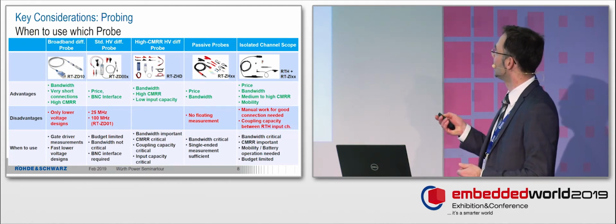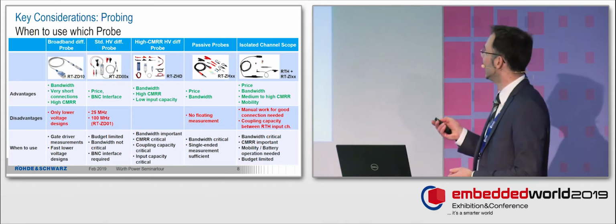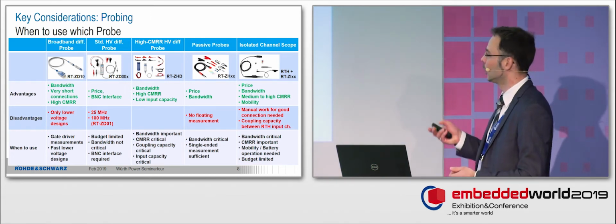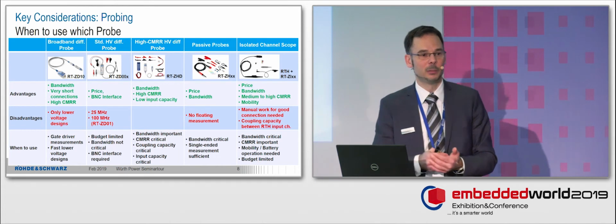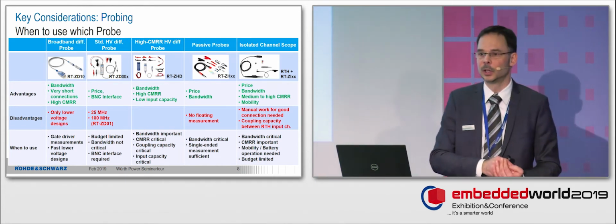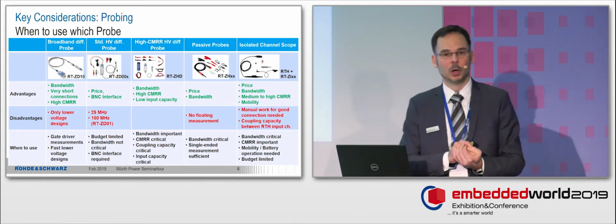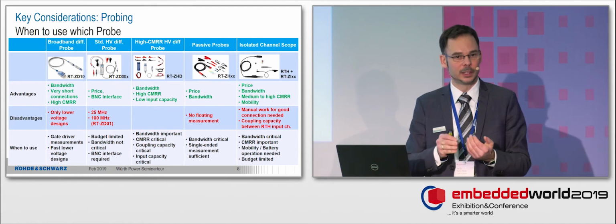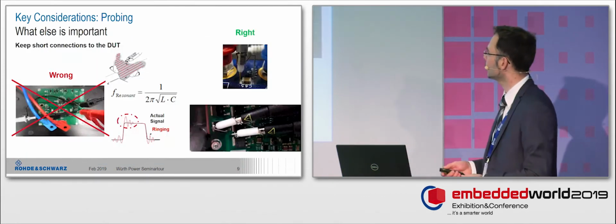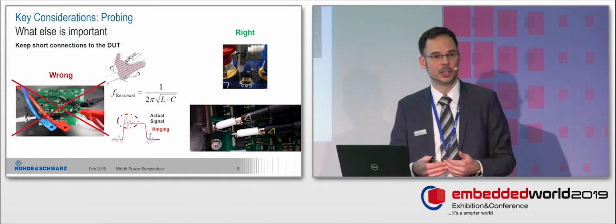And an isolated channel probe with, again, passive probes at the end is an attractive choice or trade-off between price and bandwidth if your design is not so fast. Only thing that you have to consider is how to connect them in a good way. And that's shown on that slide. That's the other thing that you have to take into account.